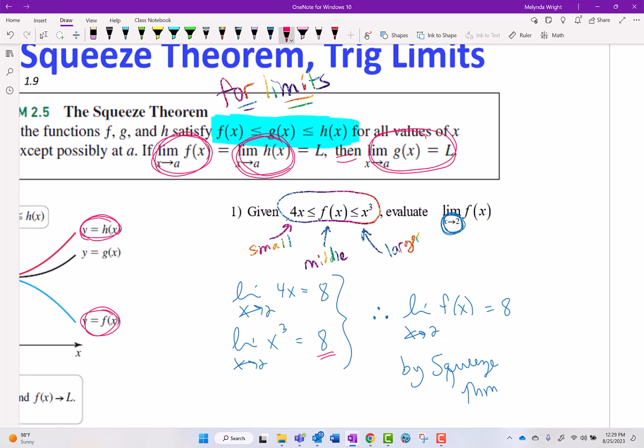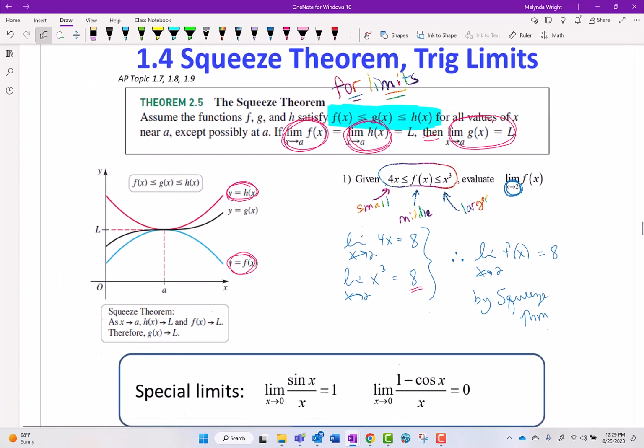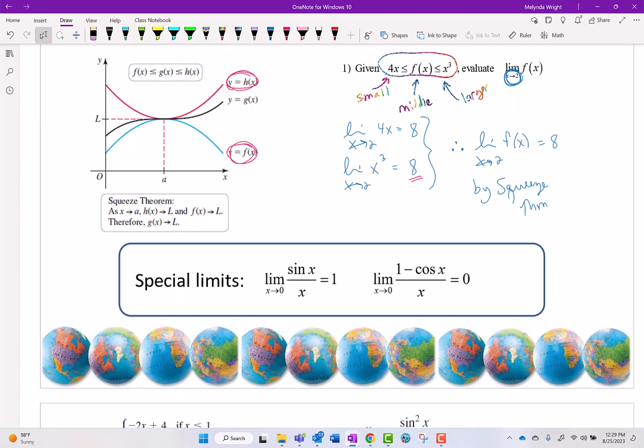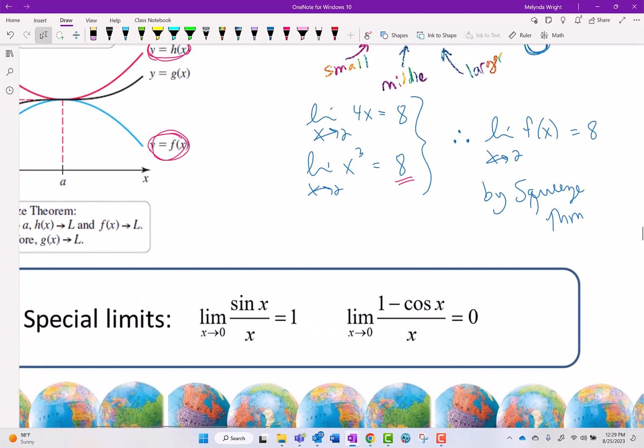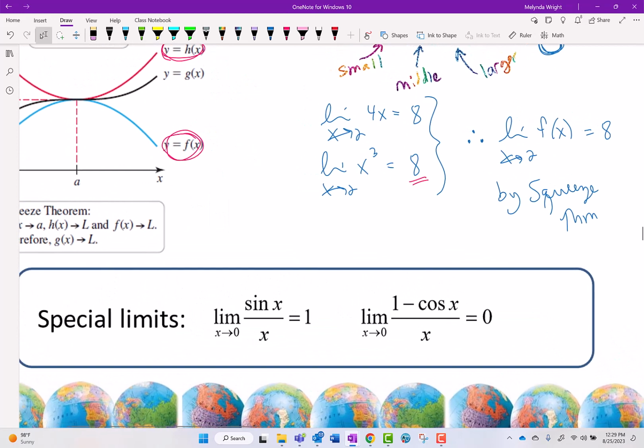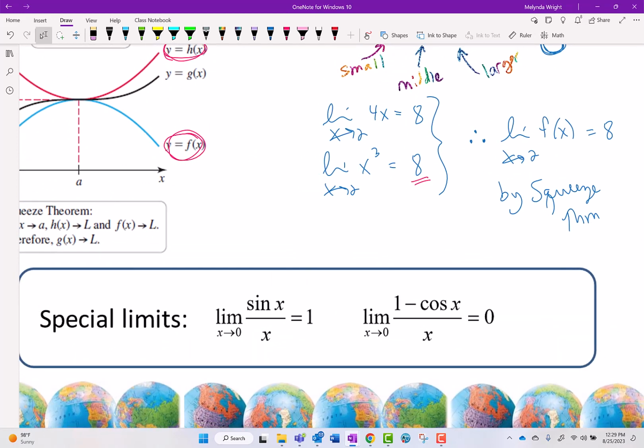Okay, the second topic that we're looking at today is trig limits. Yay, trig! Oh my gosh, I love trig. I know I'm probably one of a handful of people in here, or maybe the only person, that loves trig. I don't know, but I love trig. So let's talk about these special limits.